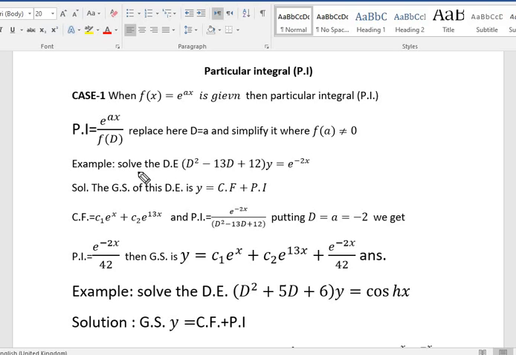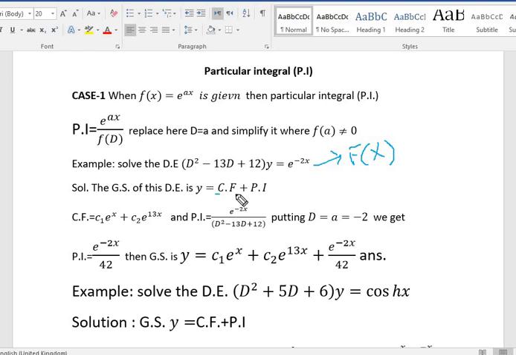So now, what is the meaning of this? That means how to find the particular integral. Let me give you an example: solve the differential equation d squared minus 13d plus 12 into y equal to e power minus 2x. Here f of x is given, so the general solution is y equal to complementary function plus particular integral. So I am going to write the particular integral and the CF.